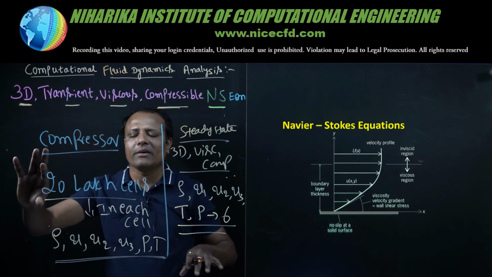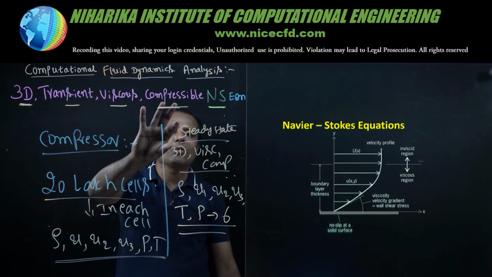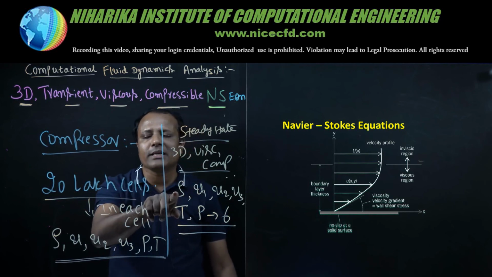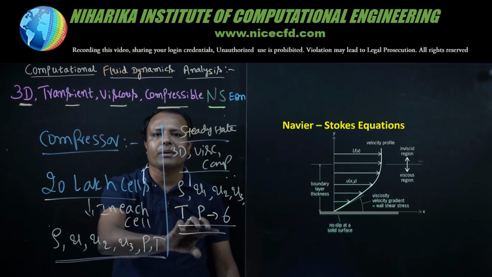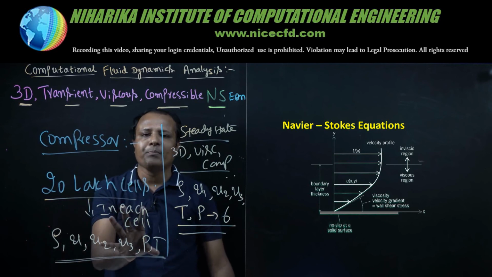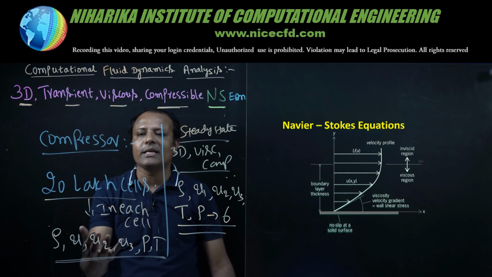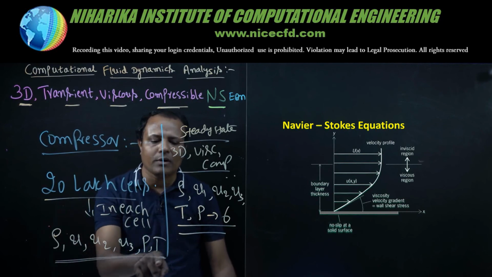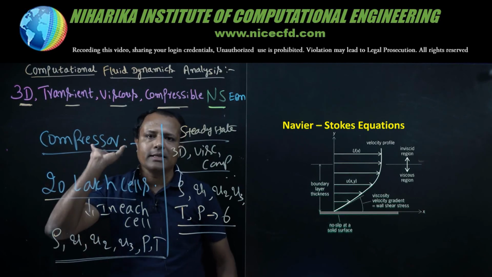Your compressor has 20 lakh, let us say tetrahedral or hexahedral elements. I am going to solve 3D steady state viscous compressible flow. My variables in the Navier-Stokes equation will be density, UVW velocity or U1, U2, U3, pressure and temperature. At the end of the iteration, your Navier-Stokes equation solver, it may be ANSYS Fluent or CFX or NUMECA or Star CCM, is going to calculate the value of all the 6 variables in all the 20 lakh cells.